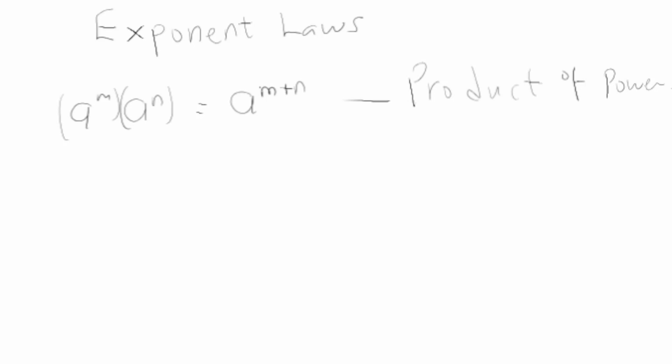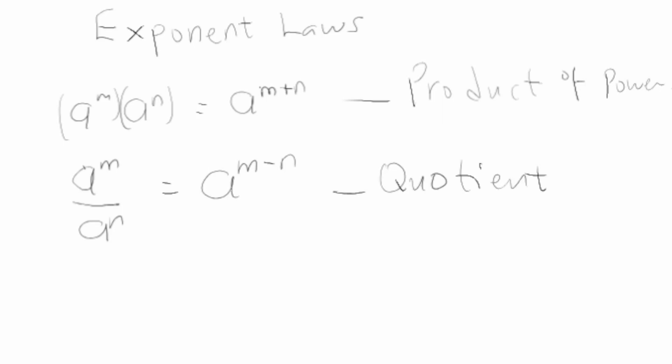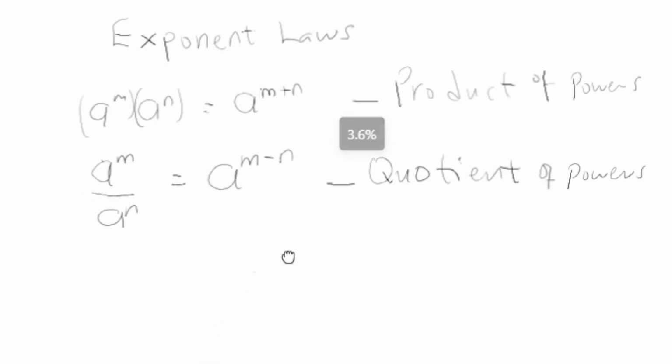Now we're looking at the quotient of powers. That is division. So that says that a exponent m divided by a exponent n is equal to a exponent m minus n. So just the inverse or reverse of the product of powers. This one is the quotient of powers. That is division.